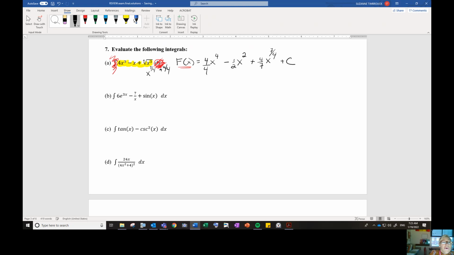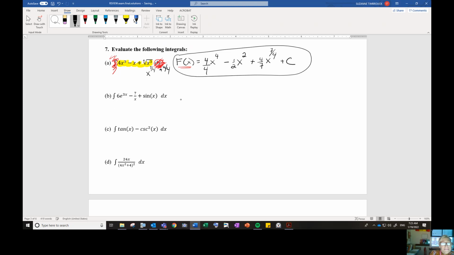And if there's no limits of integration, if it's an indefinite integral, we have a plus c. Yes, we can simplify this. Yes, that's a 1. But just take the antiderivative and call it a day.